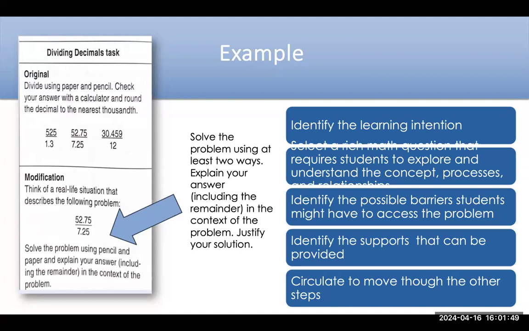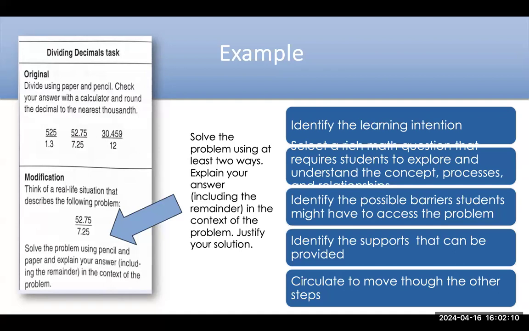So we're going to ask them to solve a problem using at least two ways. We want them to explain their answer. In this case, it's going to have a remainder in the context of the problem, and they're going to be invited to justify their solution.